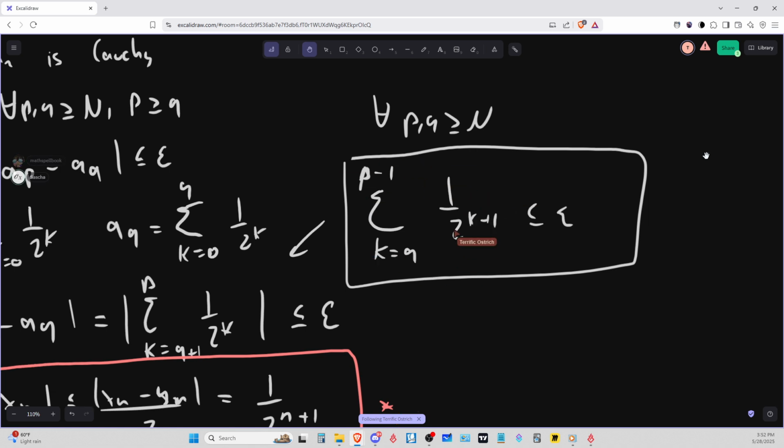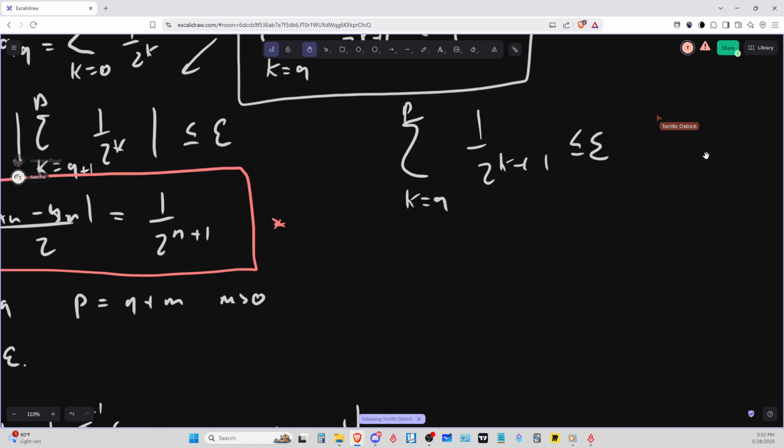The point is, if this bound holds for p minus 1, so it's for every p and q which are bigger than n, then in particular I can replace p by p plus 1, because it will still satisfy the bound. Therefore, I have the bound where p is on the top and k is at the bottom, and 1 over 2k plus 1 is less than epsilon. That's the bound I need.